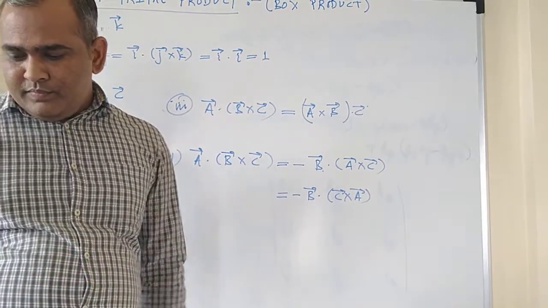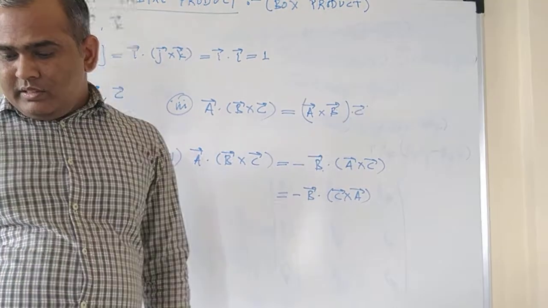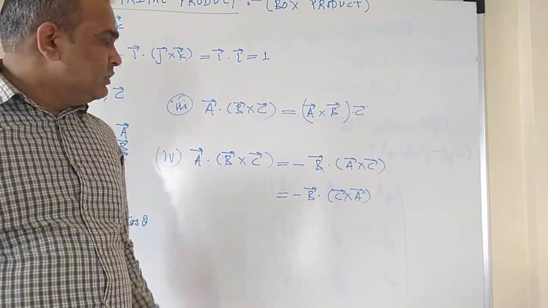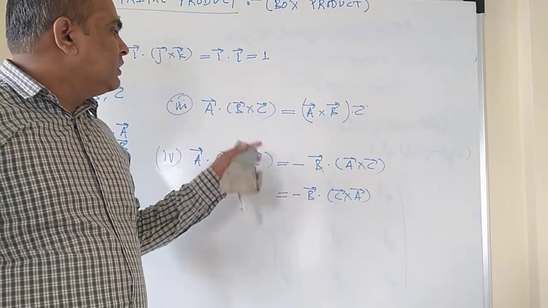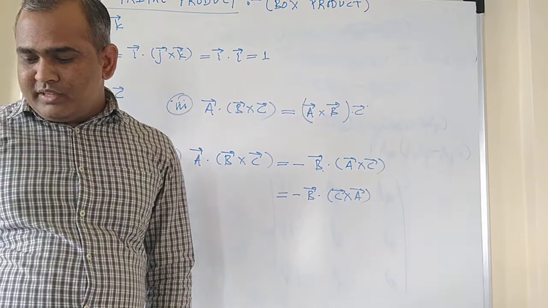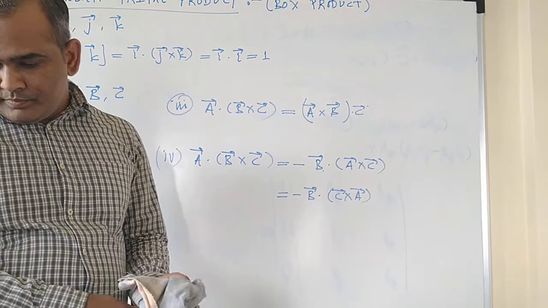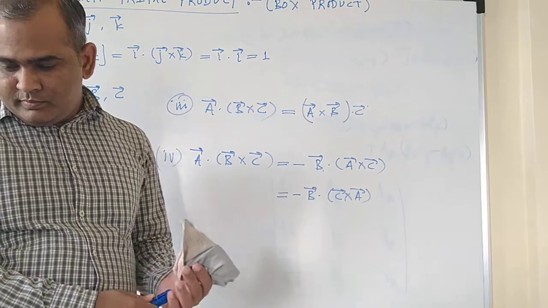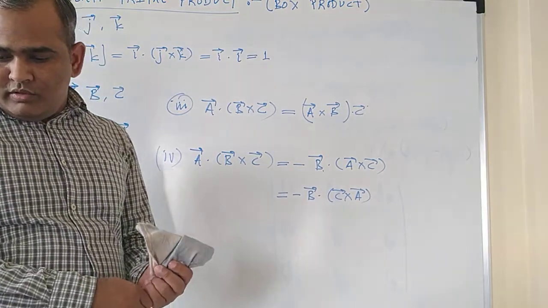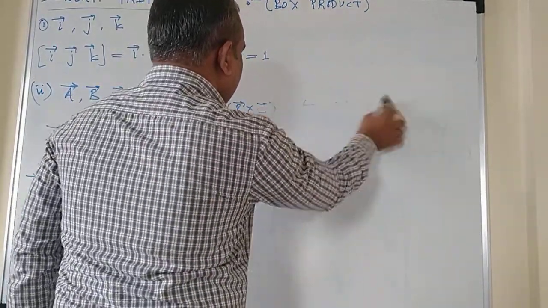So the sign of the scalar triple product changes if the order is not followed. The scalar triple product remains unchanged by the cyclic interchange of vectors. So let's go for the geometrical representation. That is the next topic.